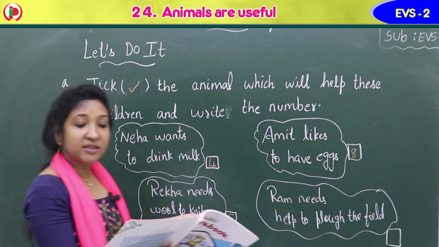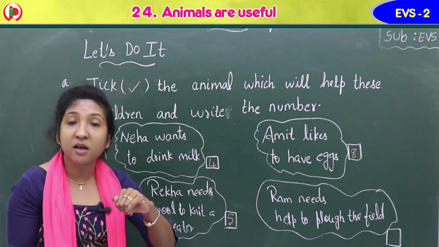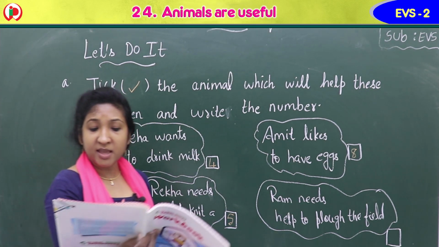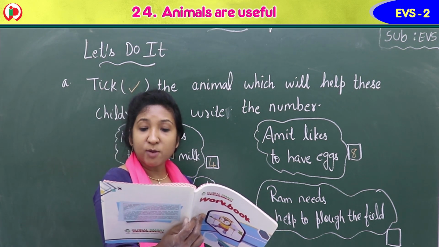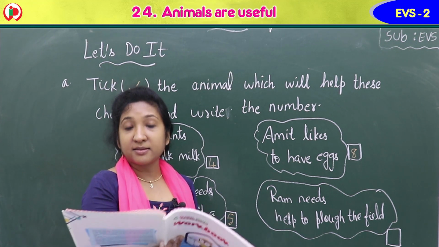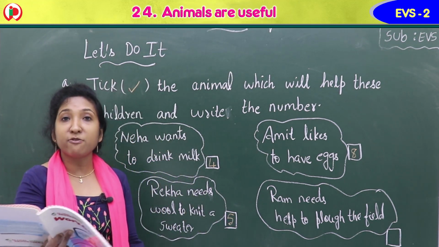Last one, Ram needs help to plough the field. Ram is a farmer, he needs to plough the field. So which animal helps in ploughing the field? Yes, can you see the animal that plough the field for farmer? Yes, ox is the animal. So which number you can see the image of ox?